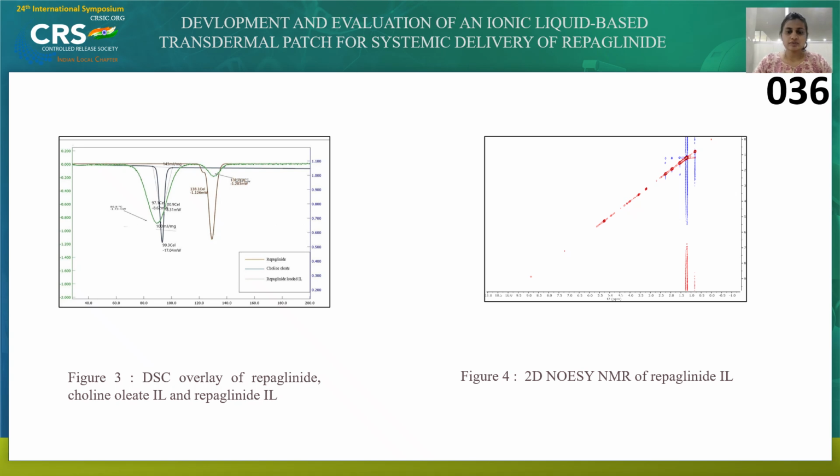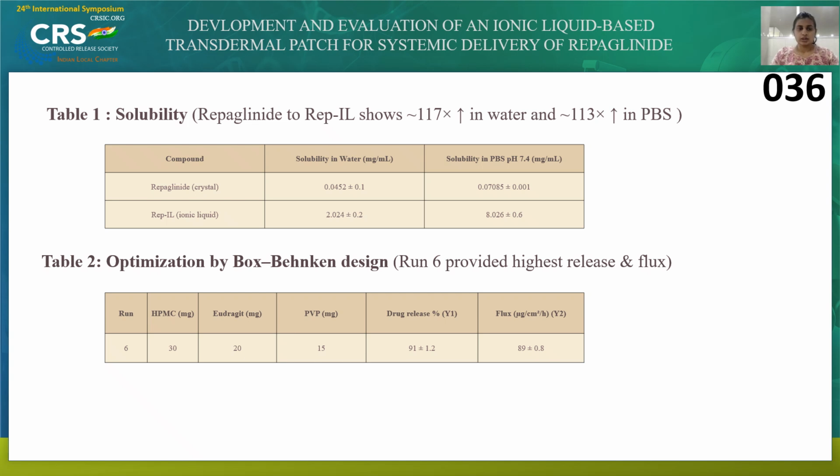Then moving next, there are figure 3 and figure 4. Figure 3 is a DSC and figure 4 is a 2D NOESY NMR. The DSC shows that repaglinide changed from the solid crystalline form to the stable ionic liquid form. The 2D NOESY NMR confirms the strong interaction between repaglinide and choline oleate. So the two tests show that repaglinide and choline oleate interact well to form a stable ionic liquid. Next, two tables are mentioned: solubility, and optimization by Box-Behnken design.